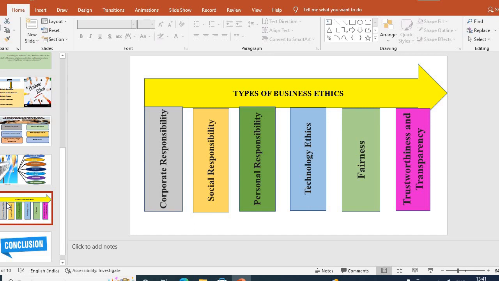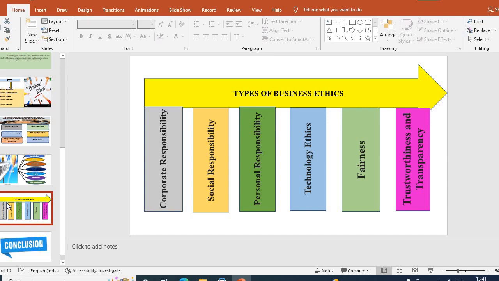The third one is technology ethics. In the 21st century, companies have adopted various e-commerce practices, and technology ethics includes customer privacy, personal information, and intellectual property fair practices.